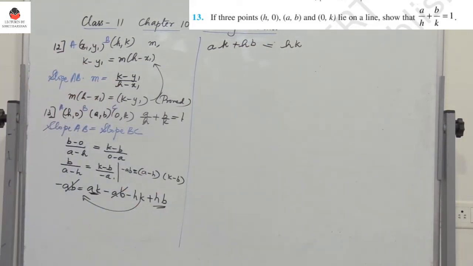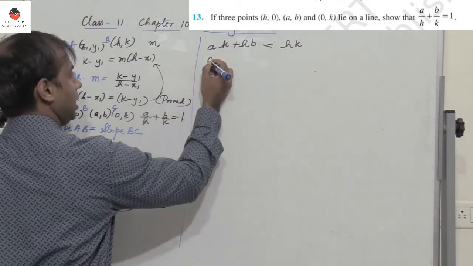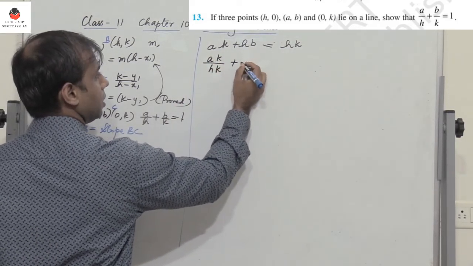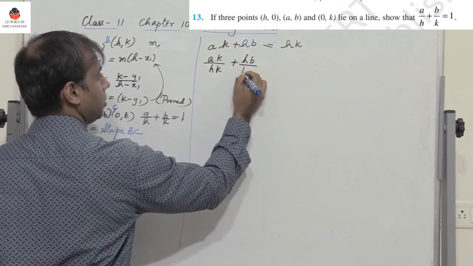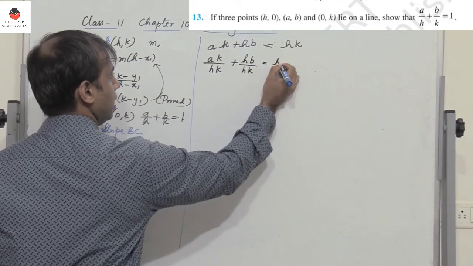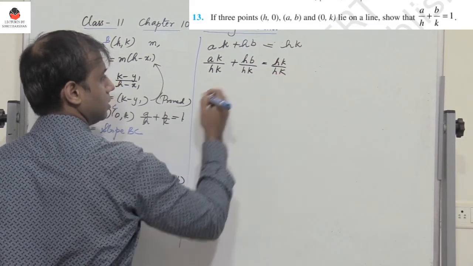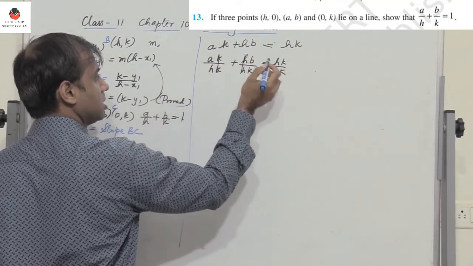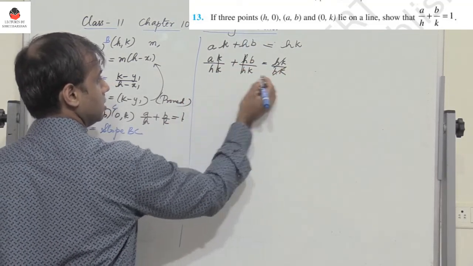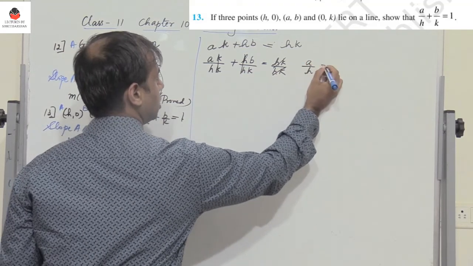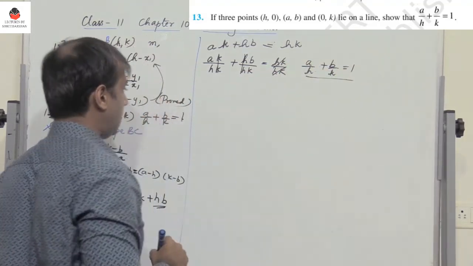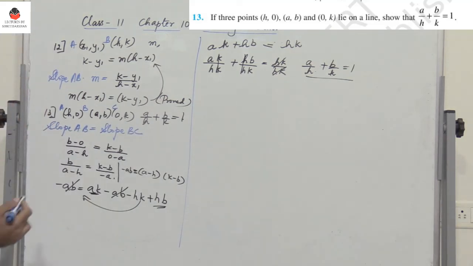Now divide the entire expression by hk. So you have ak divided by hk plus hb divided by hk equals hk by hk. Dividing the whole equation by hk, k gets cancelled, h gets cancelled, both of them get cancelled. So you have a by h plus b by k equals 1. So this is what we had to prove, and we have done that.